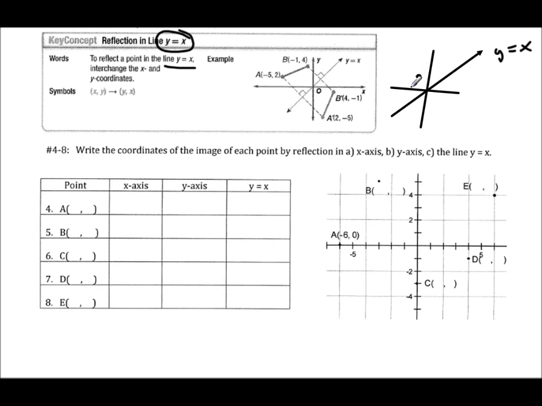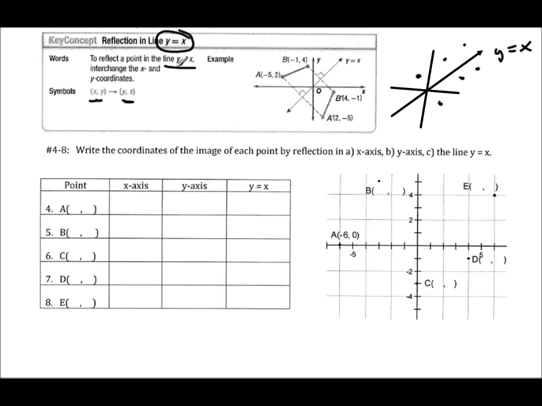If you're going to reflect points over the line y equals x, they have to be just like the other lines of reflection. They have to be the same units away from the line. And sometimes that's hard because it's a diagonal line. So they came up with a nice little rule. If you can remember this rule, it'll make it so much easier.